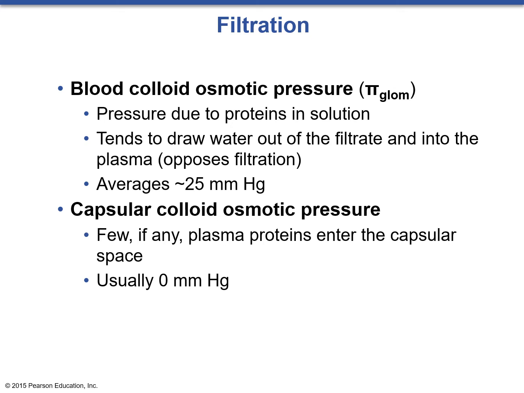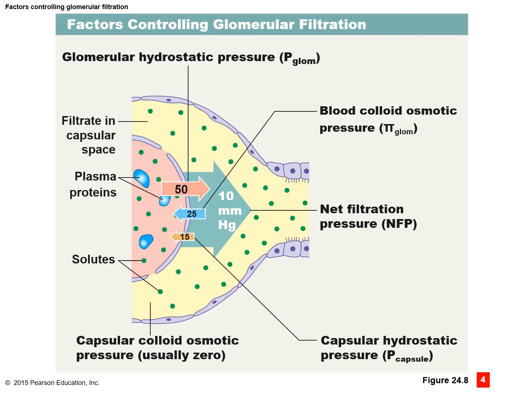Then we have capsular colloid osmotic pressure. Remember, there's few, if any, plasma proteins that enter into the capsular space, so we have this at 0 millimeters of mercury. The only time this might actually change is if there's damage where excessive plasma proteins are going to enter into the capsular space, so the person would be sick or injured.